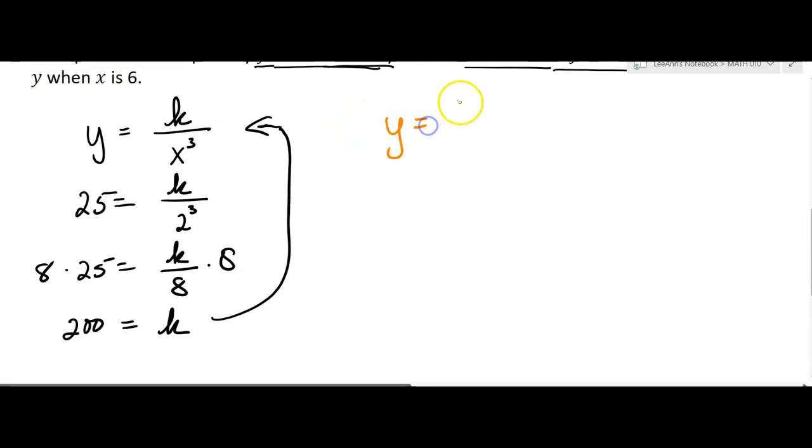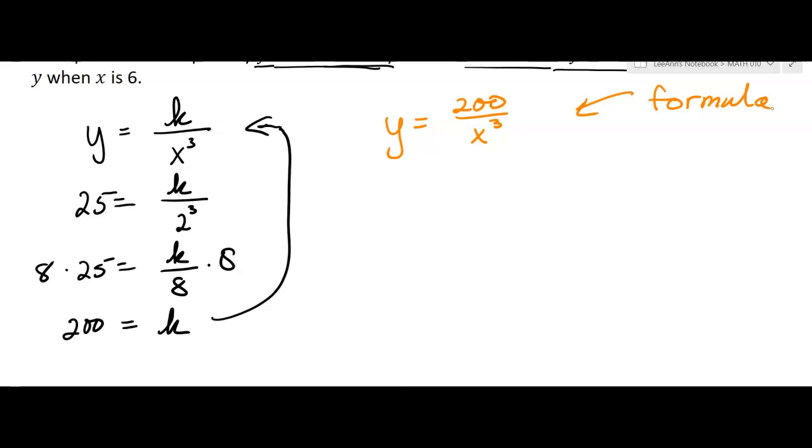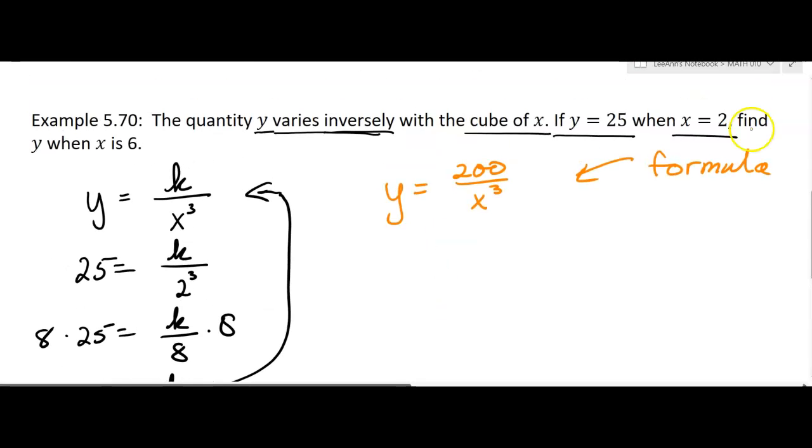y equals 200 divided by x cubed. Now this then is a formula that I can use. I can say, give me an x value, I'll tell you the y, or the other way around. Give me a y value and I can figure out what x is. Okay, the question they ask says find y when x is 6. So we have our formula. Now we can find what y is when x is 6. So we get y equals 200 over 6 cubed, which in our last problem, 6 cubed was 216.